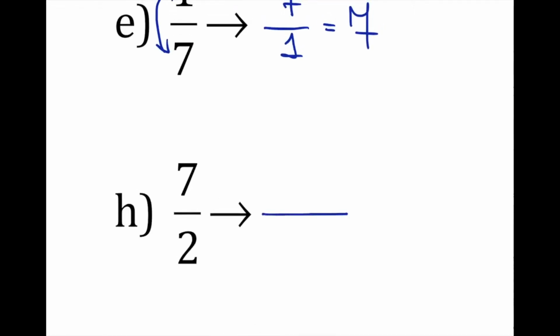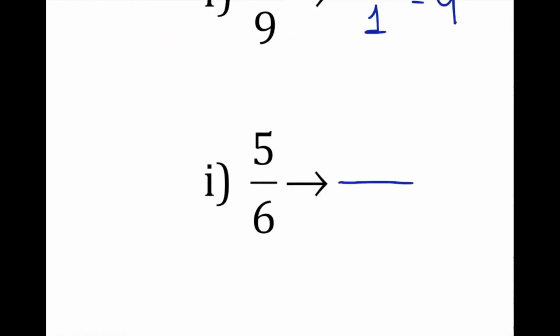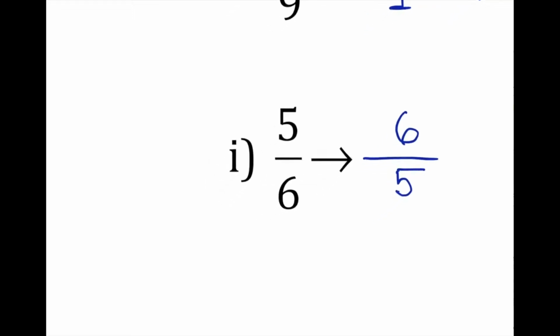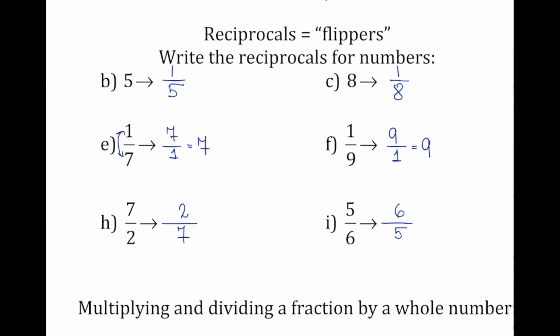7/2, the reciprocal of it will be 2/7. 5/6 flipped is 6/5. So these are reciprocals. So again, if it's a fraction, you flip it. If it's a whole number, it will be 1 divided by that number. And if it's a fraction with a numerator of just 1, it's the number which was in the denominator. So it's sort of like dragging this upstairs. So 1/7 turns into just simple 7.